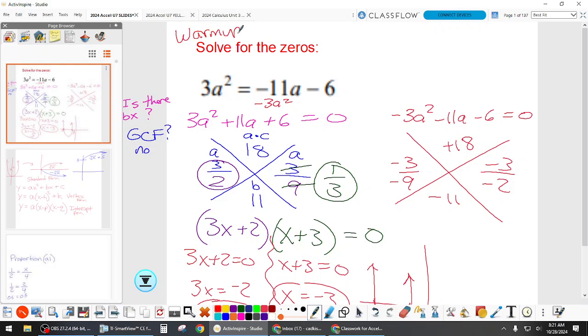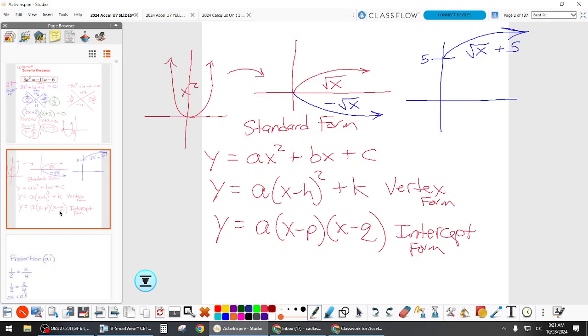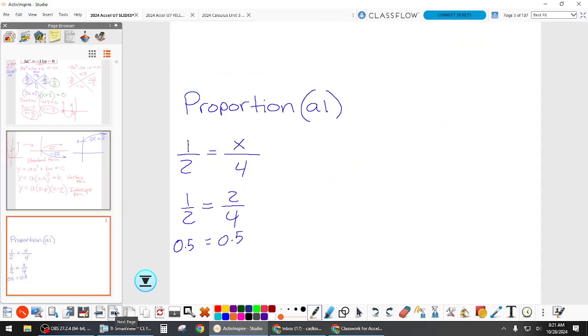If you're watching the video, go back and do this warm up. Sorry, I forgot to record it. So solve for the zeros. Then we talked about standard, vertex, and intercept form for a quadratic, just as a side note. And now we're getting into the content.